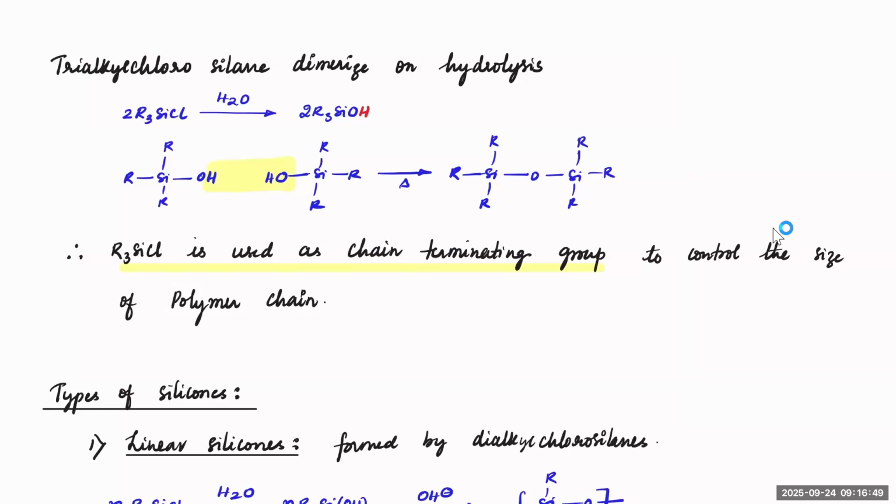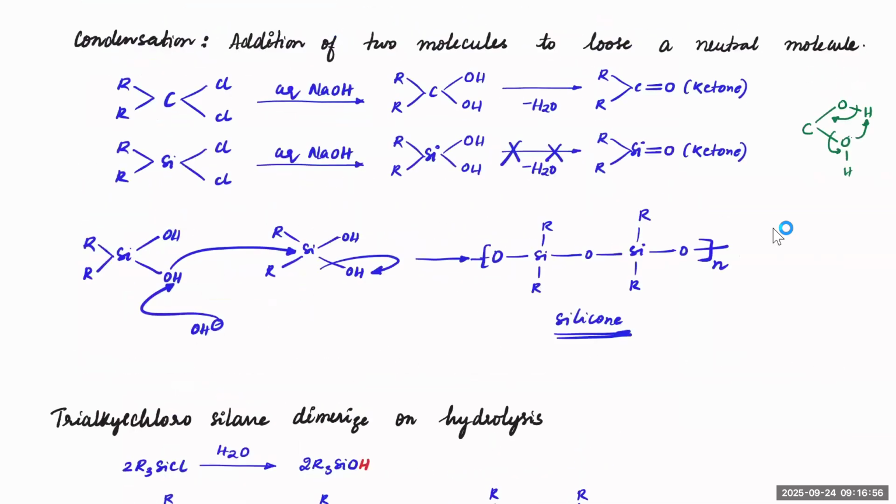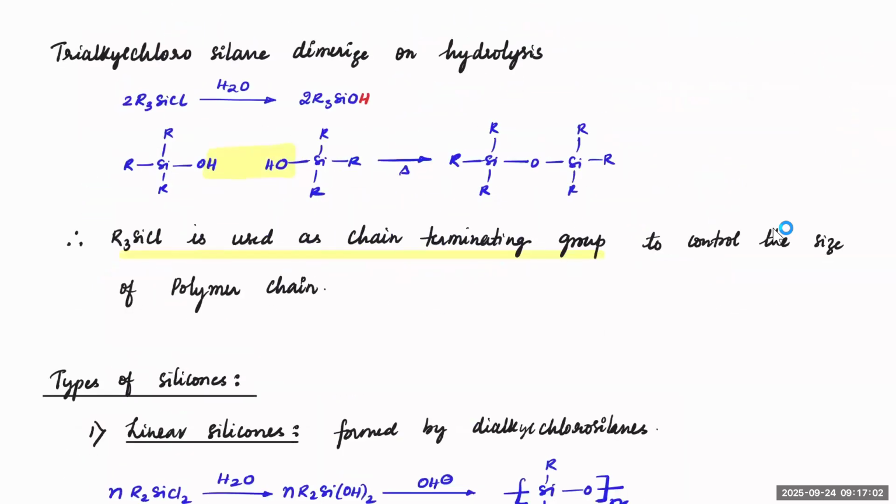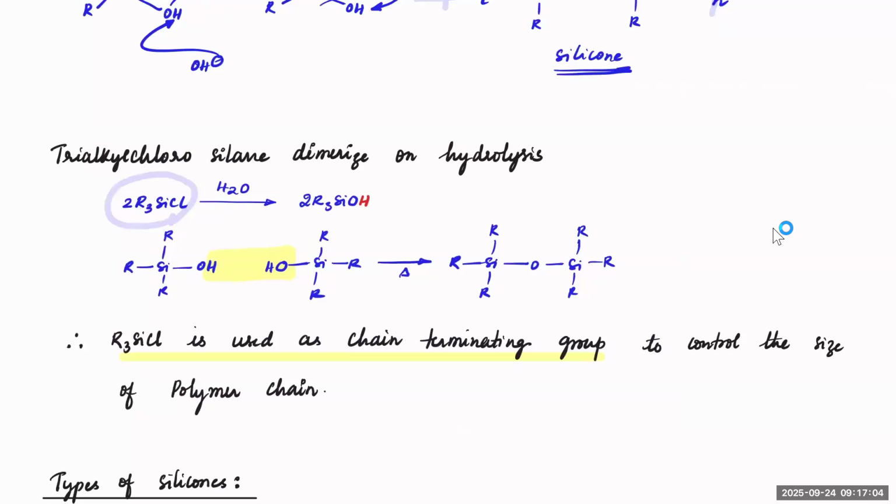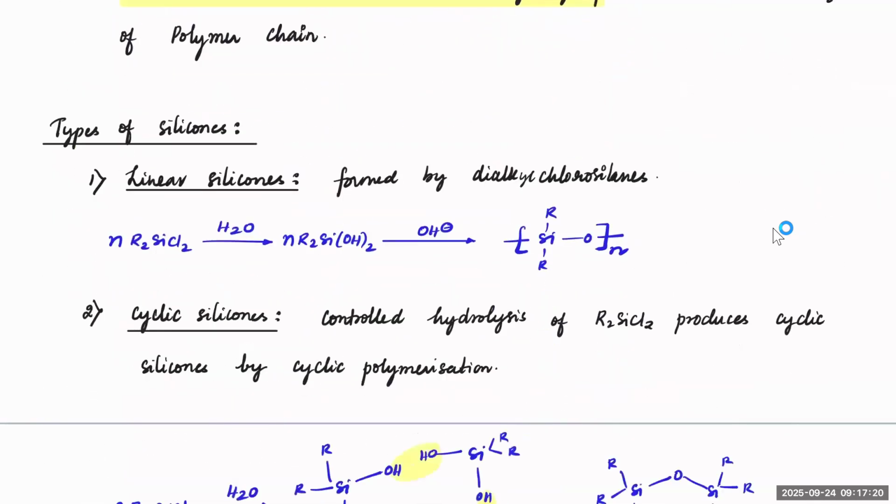So R3SiCl is used as a chain terminating group. Imagine the chain keeps growing here. At the end, I need to terminate on this side and this side. So the best thing we can do is add 2 moles of R3SiCl. At the ends, it will stop the reaction from extending. This is trialkyl chlorosilane.